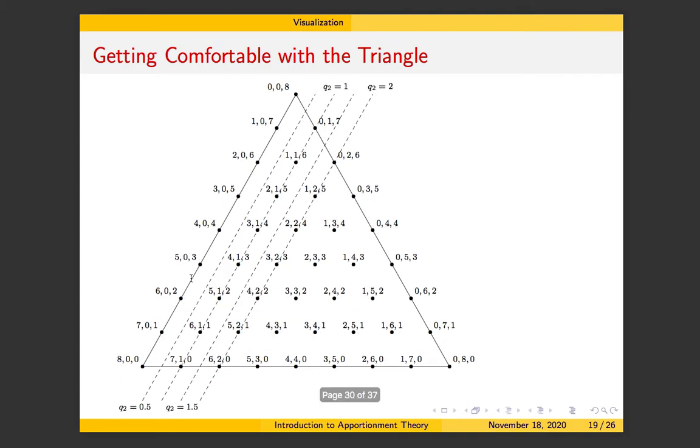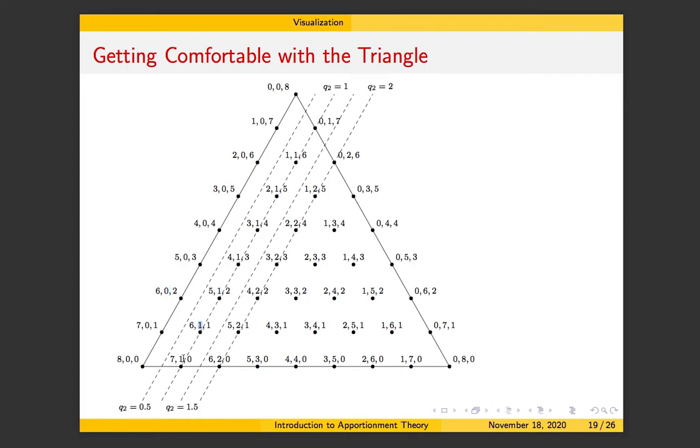So if you're going to keep Q2 constant, you're going to draw these slant lines right here that are parallel to this edge over here. This is candidate 2's floor, where candidate 2 gets nothing. Right? That's bad for candidate 2. So here's Q2 equals 0.5. It's between where candidate 2 gets 0 and where candidate 2 gets 1.